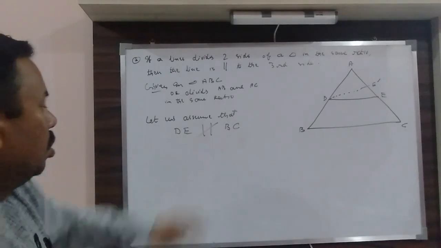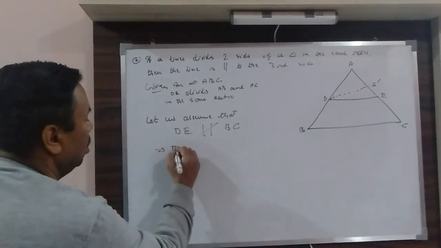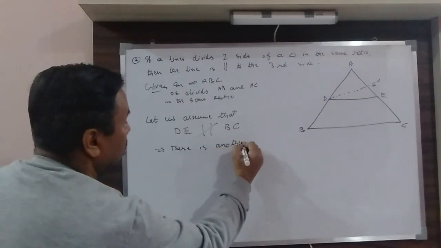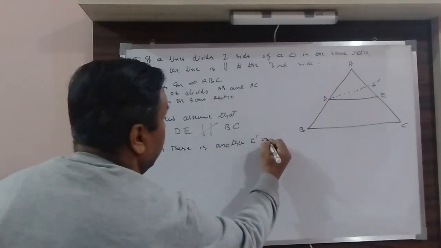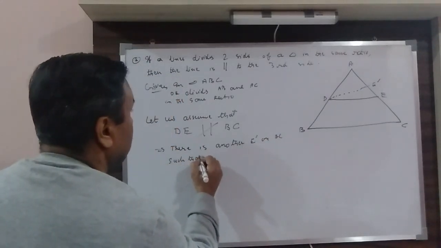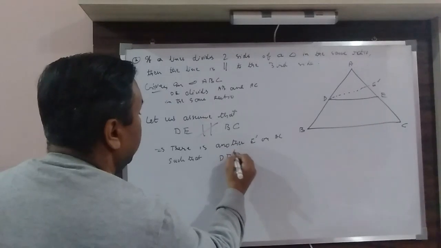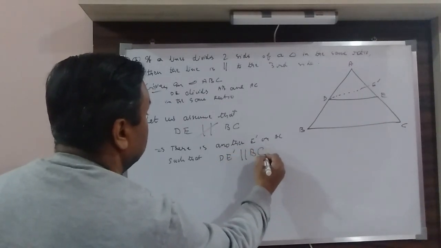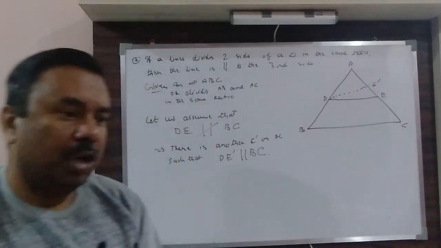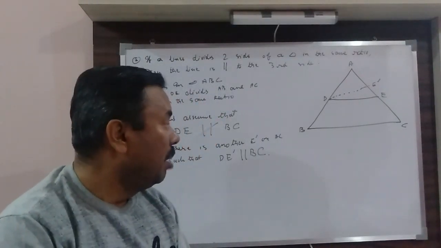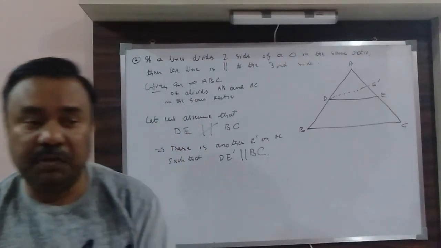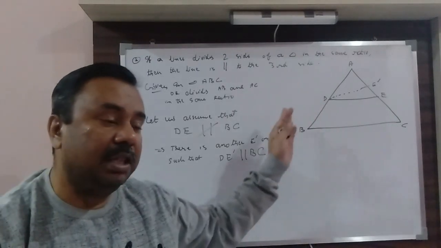Okay, if this is so, then there is another point E dash on AC such that DE dash is parallel to BC. Okay, but what does my theorem say? My theorem says if a line is parallel to one side, it will be dividing the other two sides in the same ratio.